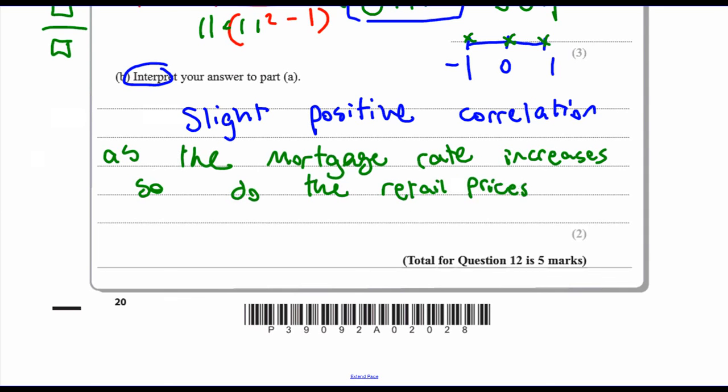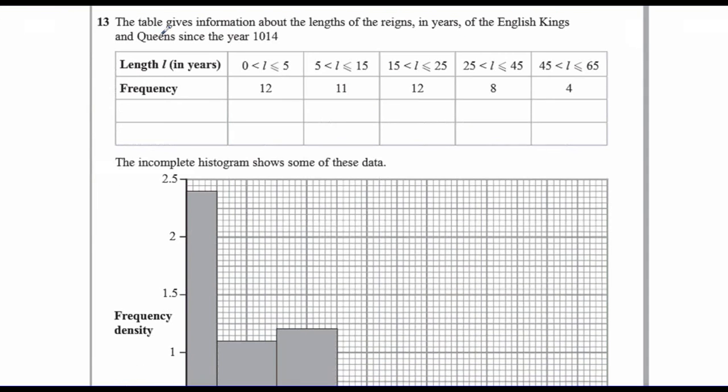Okay, moving on then. Question 13. The table gives information about the lengths of reigns in years of the English kings and queens since the year 1014. So we're using L to mean the length in years. So the first time we've got the length being between 0 and 5, that's our first category, and we've got 12 kings and queens that go into that category. So the frequency is how many, or 12 is how many between 0 and 5.